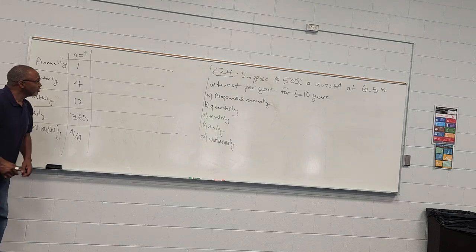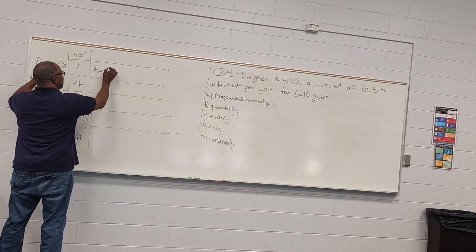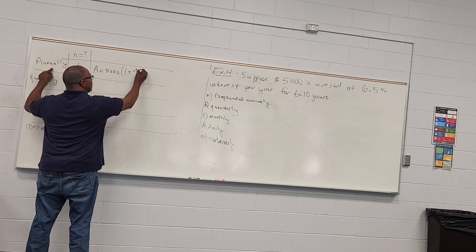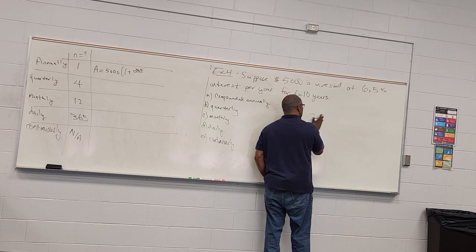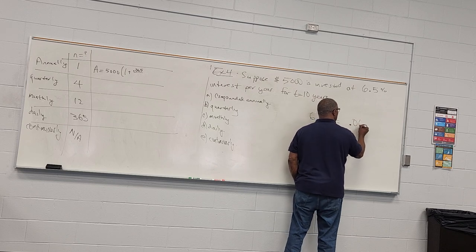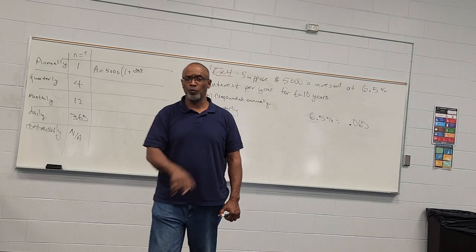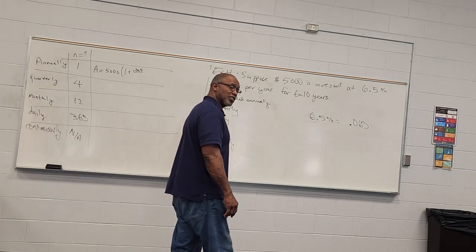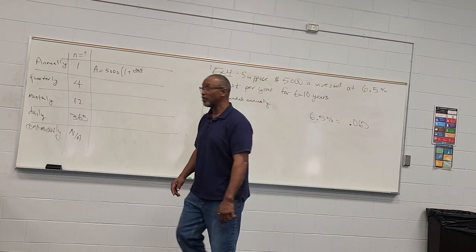So when I plug this stuff in, my future value would be P, and they said 5,000. 1 plus R. R was the interest rate, but to use interest rates, you have to convert them to decimals. So 6.5% is the same thing as 0.065 in decimal. You drop the percentage sign and move your decimal two places to the left to convert from percent to decimal. You have to convert a percentage rate to decimal before you can use it in a formula.